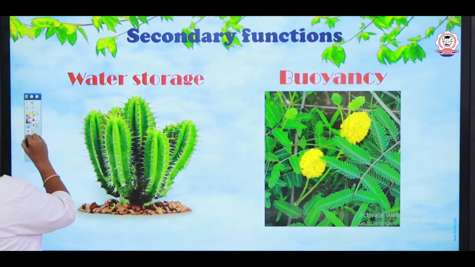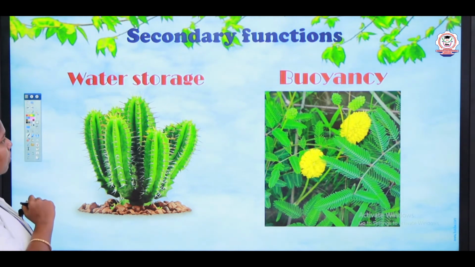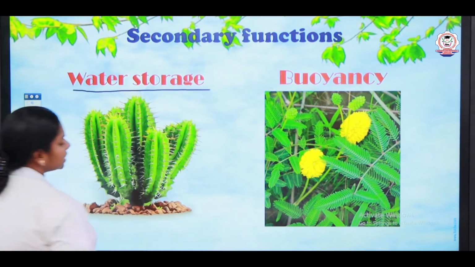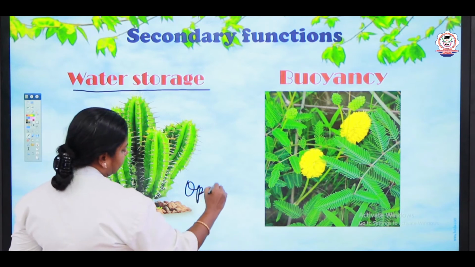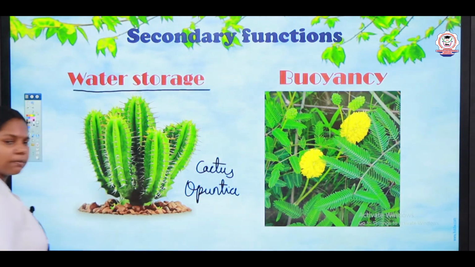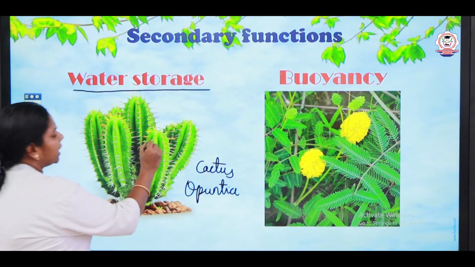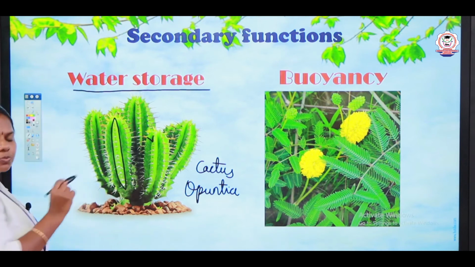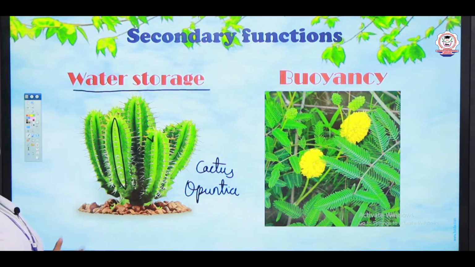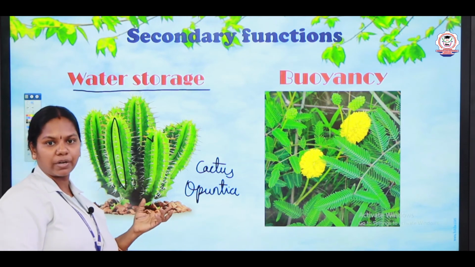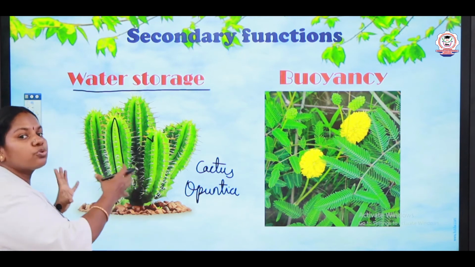So, some other important function, some stems are responsible for water storage. Example, cactus and opuntia. You can see these are xerophytic plants and the leaves are modified into thorns. The green portion of this plant is the stem, and stem is responsible for photosynthesis and they prepare food for the entire plant. They also store the water, because these plants do not get water often, right?